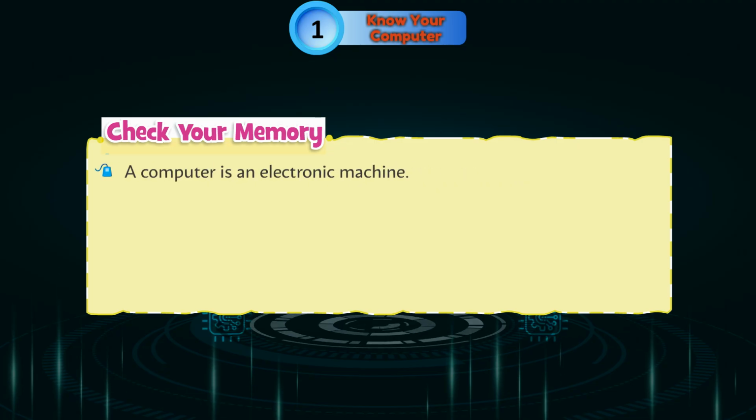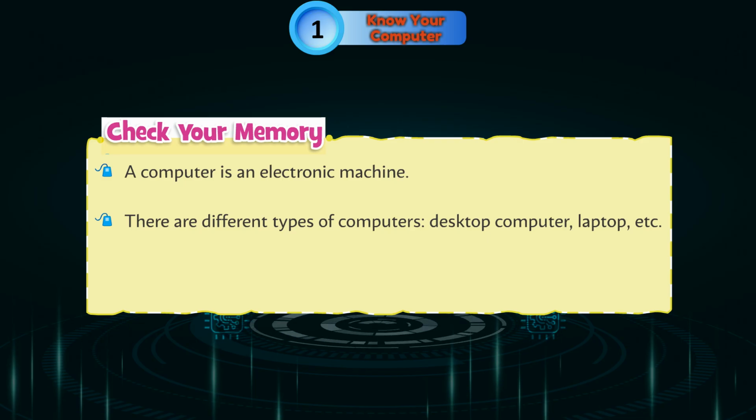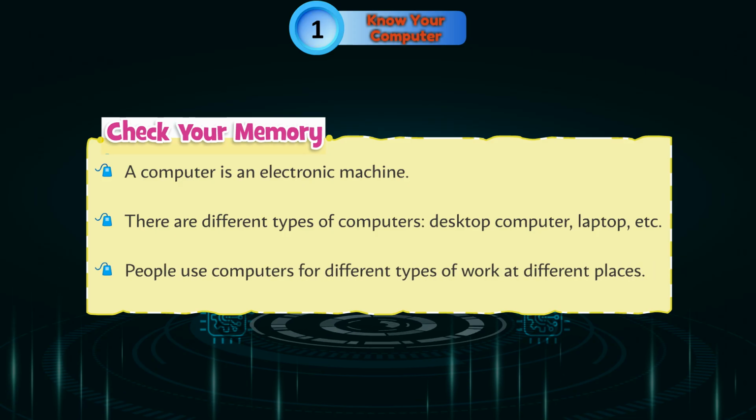Check your memory. A computer is an electronic machine. There are different types of computers: desktop computer, laptop, etc. People use computers for different types of work at different places.